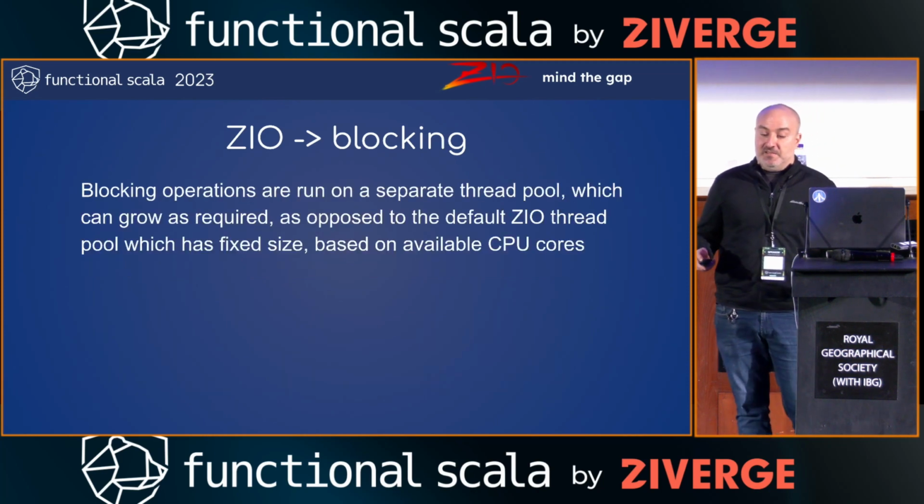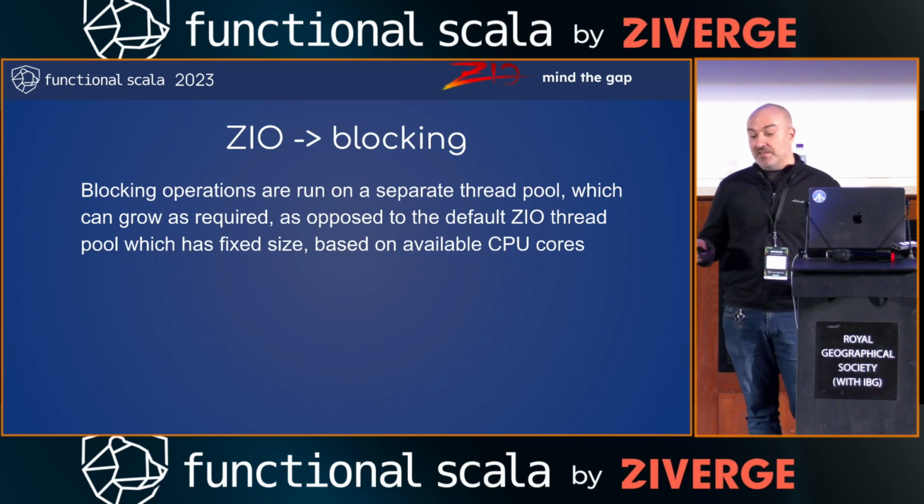The difference from regular attempt and succeed is that we don't want to block the main ZIO thread pool. There is a separate blocking thread pool that is like a cached thread pool, something similar that can grow, while the regular ZIO thread pool is fixed to something based on available CPU cores for performance.